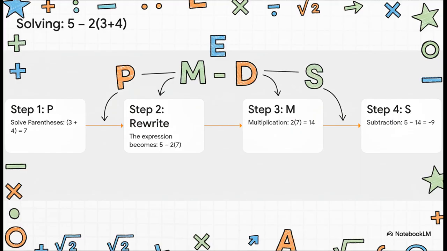Looking at our hierarchy, parentheses are king. They're on the top floor, so we have to go there first. So 3 plus 4 gives us 7. Now our problem is 5 minus 2 times 7. And here's where people get tripped up. It's so tempting to do 5 minus 2, right? But nope, multiplication is on a higher level than subtraction, so we have to do 2 times 7, which is 14. And only then, at the very end, can we do the subtraction. 5 minus 14 is negative 9.